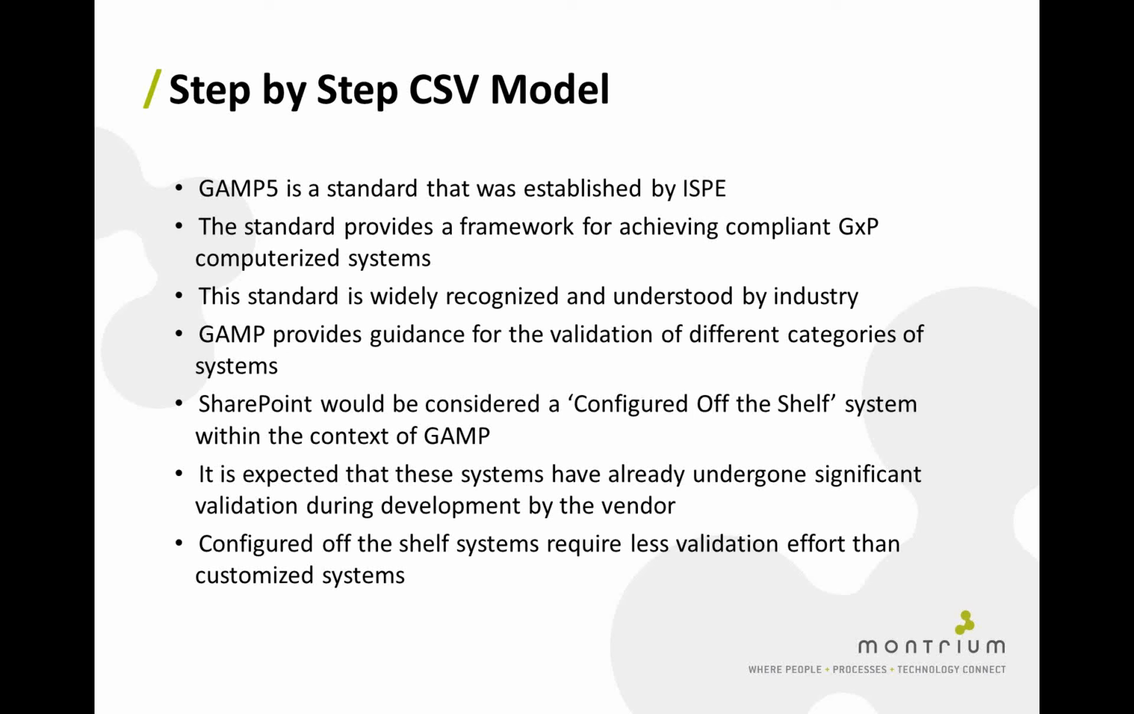GAMP provides us with various different categories of systems, and based on the type or category of system, we're going to need to produce more or less documentation. The categories of systems go from non-configured off-the-shelf to fully customized systems. Within the context of SharePoint, we consider it to be a configured off-the-shelf system. A configured off-the-shelf system will have already undergone a significant amount of validation during the development by the vendor, and therefore requires less validation effort than a fully customized system.